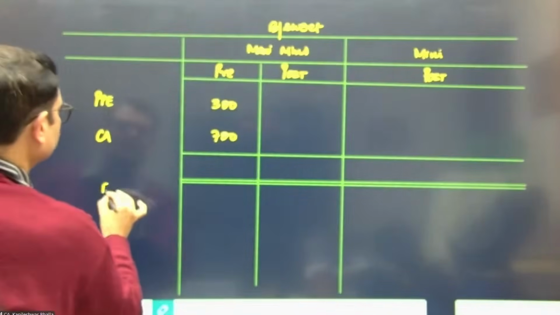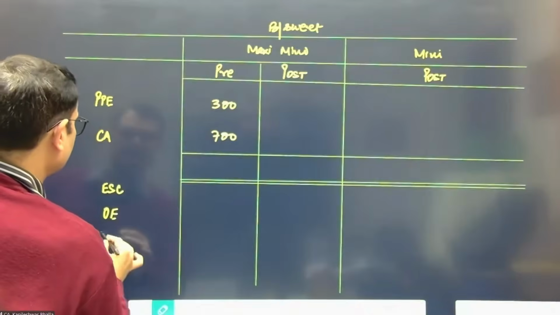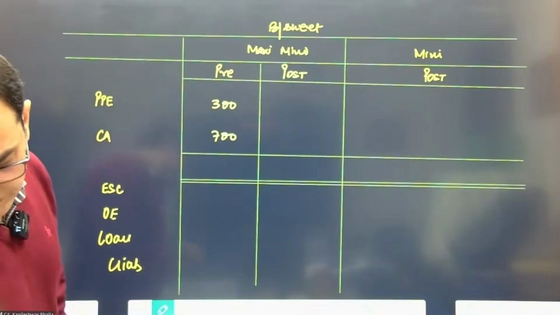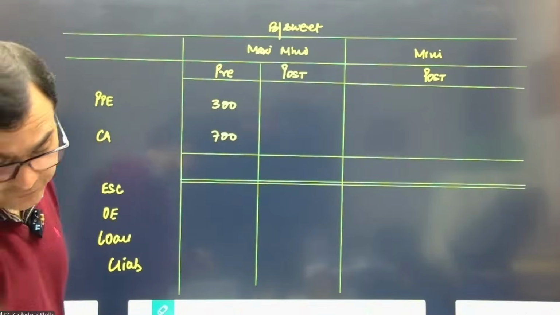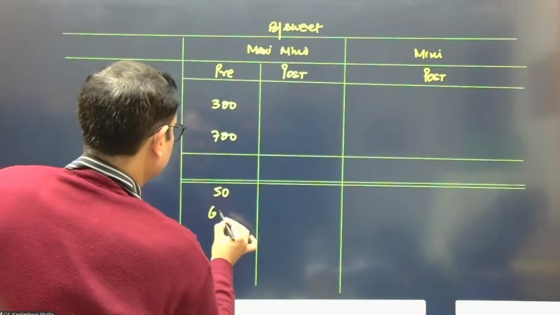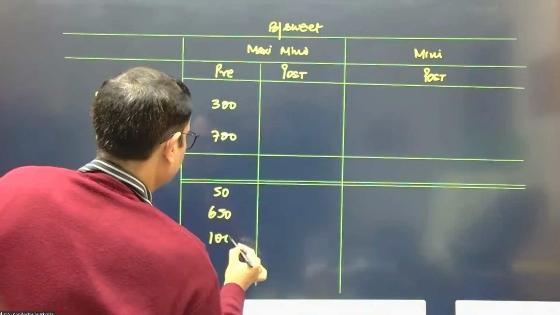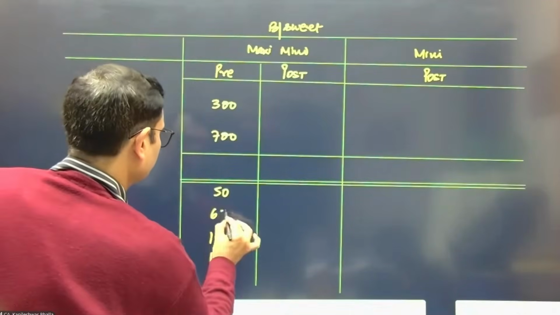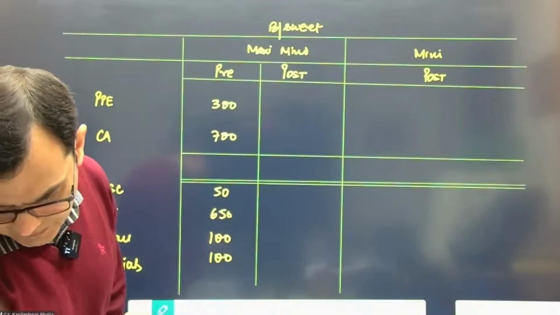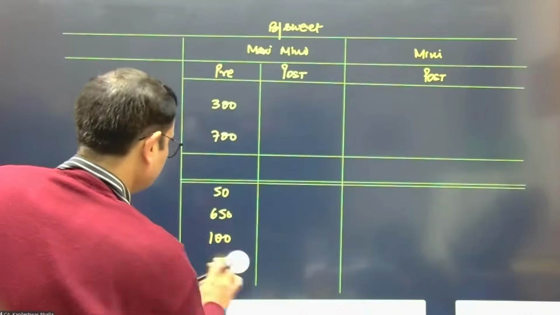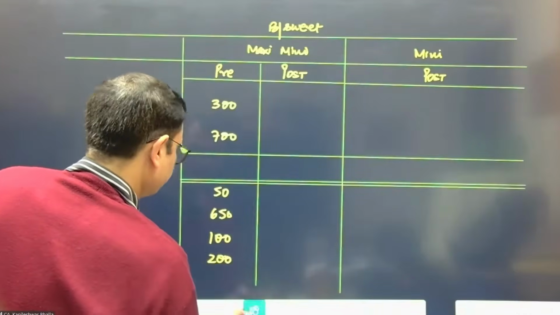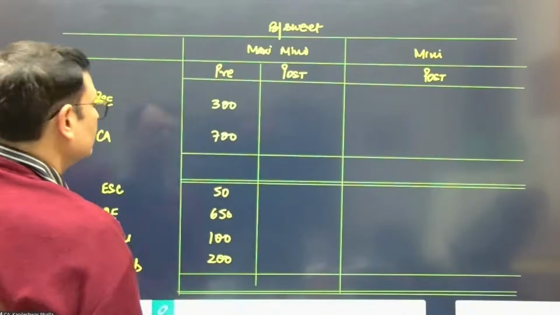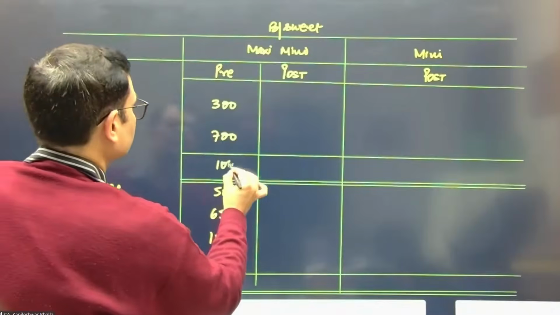And then we consider the equity share capital, other equity, loans, and the current liabilities. So equity share capital is appearing to the extent of 50. Other equity is 650. Loan is 100. Current liability is 200. So I've just copied the data as it is. This is the existing balance sheet with me. So this is 1000 and this is 1000.